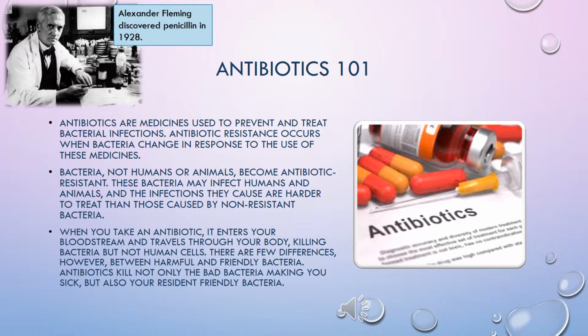Antibiotics 101. Antibiotics are medicines that are used to prevent and treat bacterial infections. Antibiotic resistance occurs when bacteria change in response to the use of these medications. Bacteria, not humans or animals, become resistant. This bacteria may infect humans and animals, and the infections that they cause get harder and harder to treat than those caused by the non-resistant bacteria.